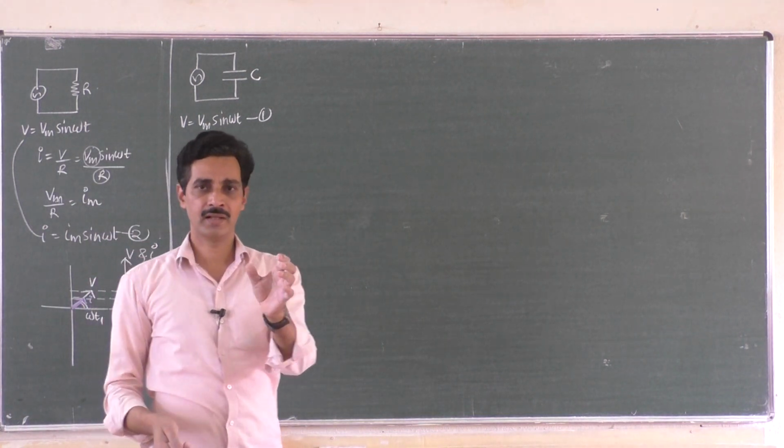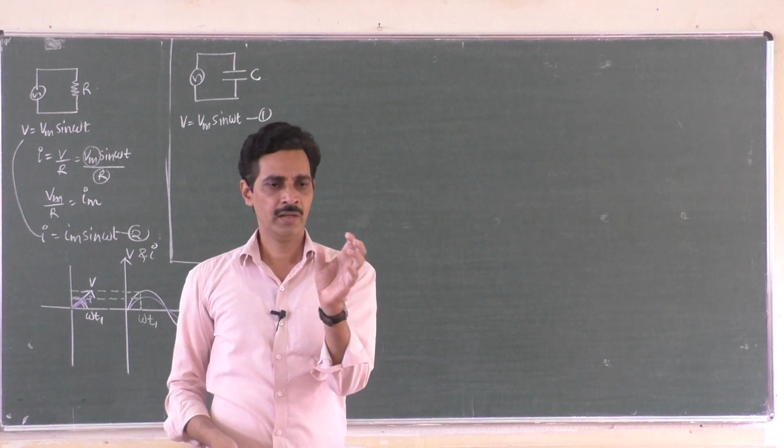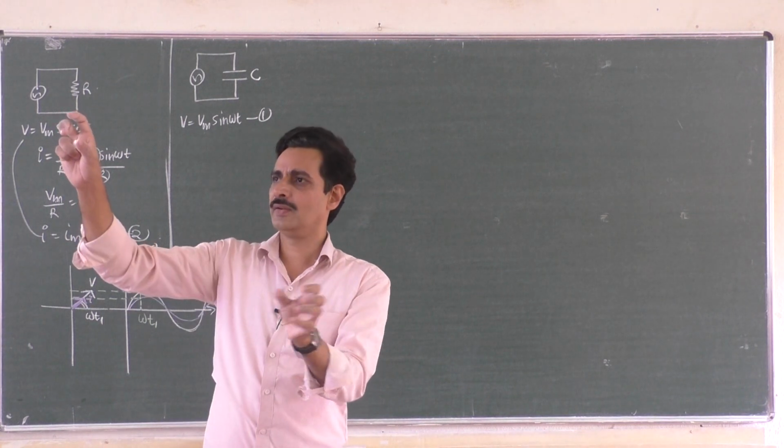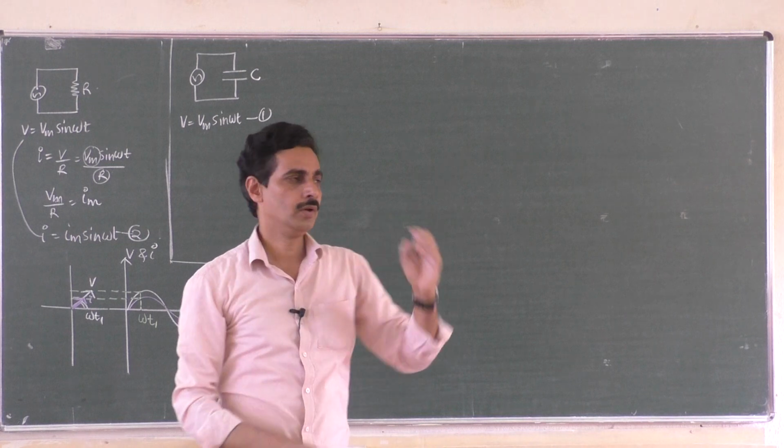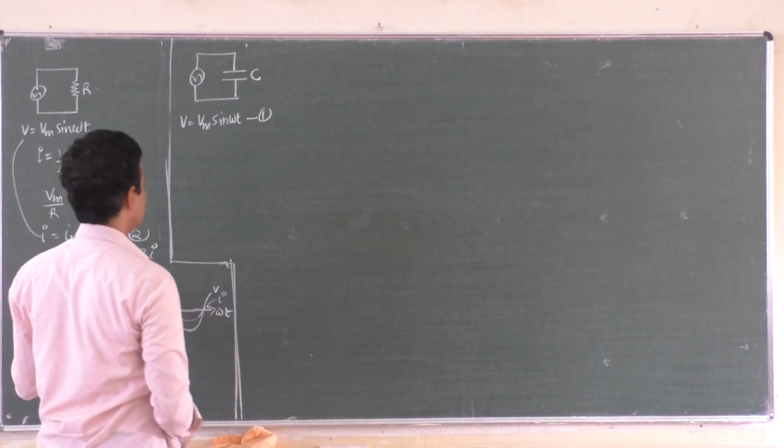Like two pendulums, as I was giving the same example. When one pendulum is here, another one is here. When this reaches here, it reaches here. So one is following the other. So how did we get that?